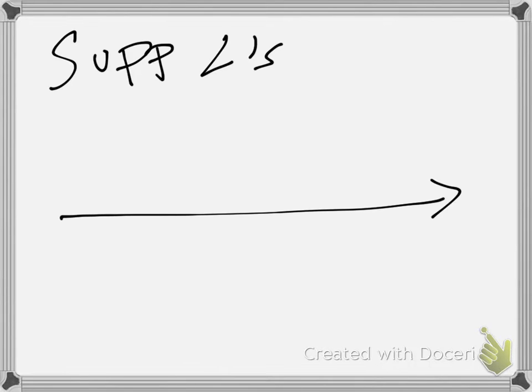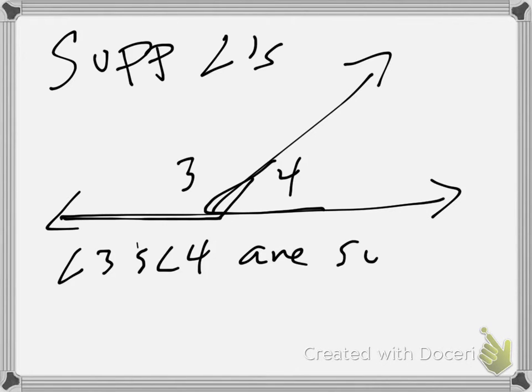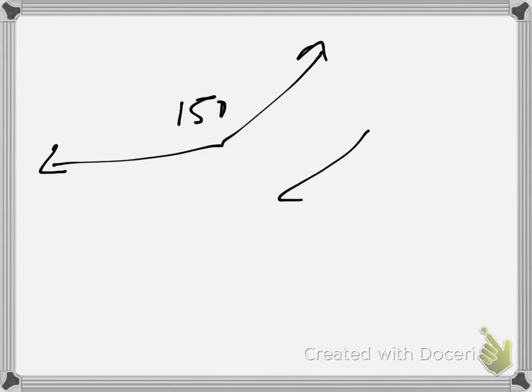So we have a line. We know that that line is 180 degrees. So we'll name this angle 3 and this angle 4. And together, do you see how if we add this to this, it gives us 180? So angle 3 and angle 4 are supplementary. So these are supplementary adjacent. This is 150 degrees, and this is 30. These are also supplementary.